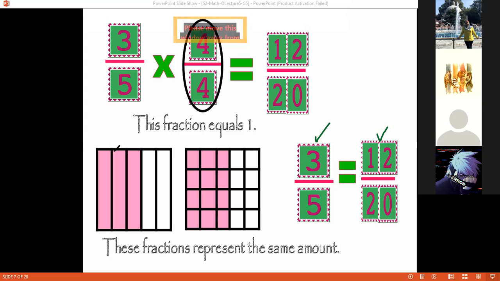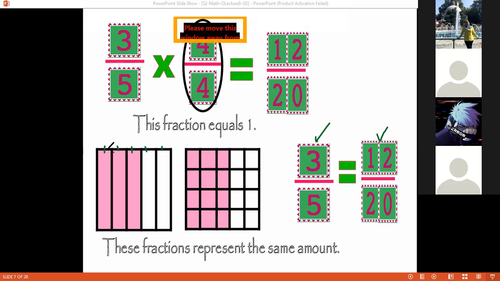If you look at the first box, the first box is divided into how many equal parts? Listen to the question. I'm asking you, the first box, into how many parts is it divided? 5. So it's divided into 5 parts, but how many are colored? 3. So the first box shows 3 out of 5.